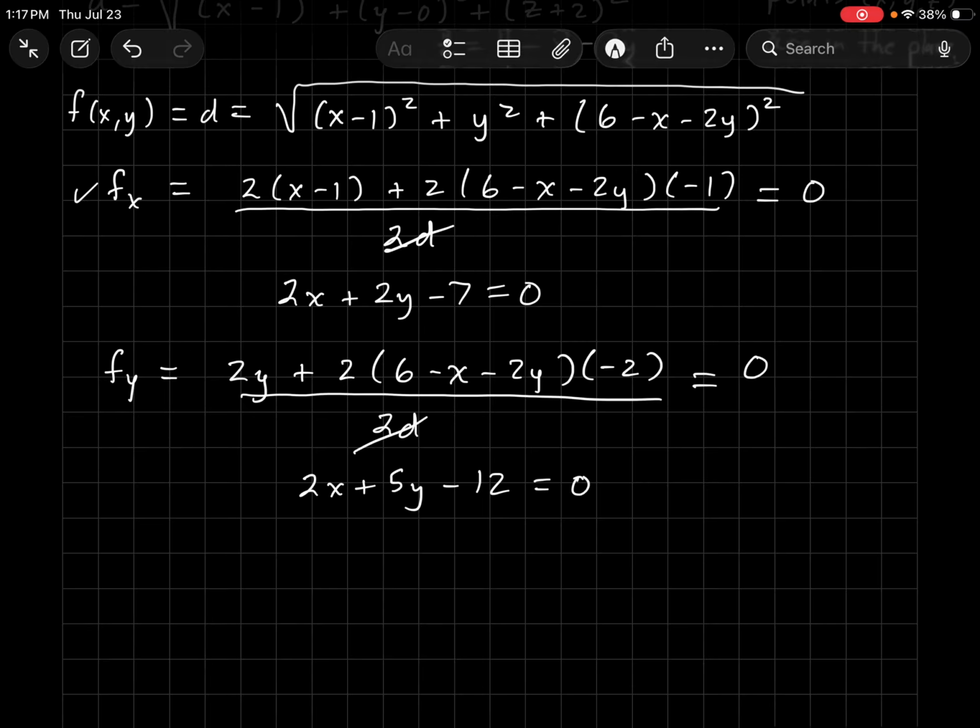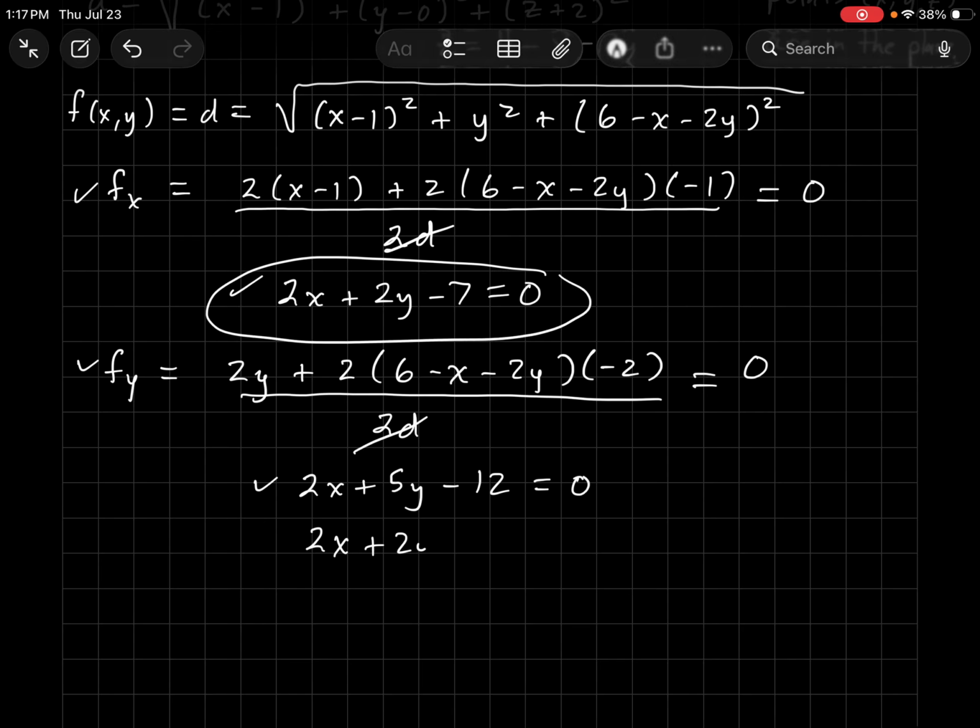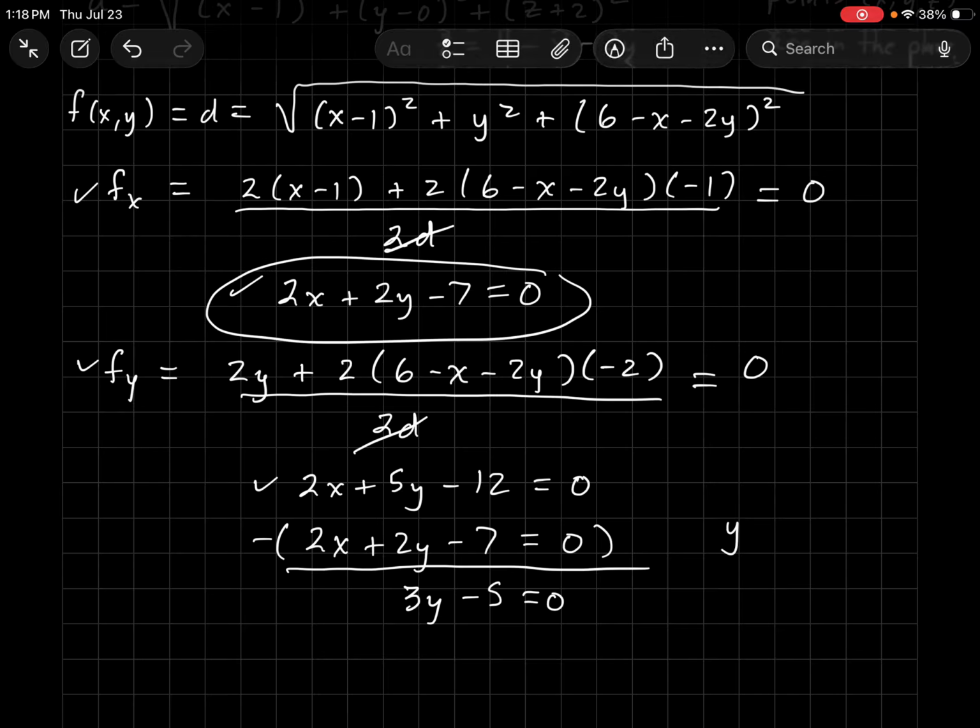So these two things must simultaneously equal 0, which means I can solve these two equations. That is the system. I'm going to rewrite this one and put it down here. So we get 2x + 2y - 7 = 0. Subtracting the bottom from the top, we end up with 3y - 5 = 0, or y = 5/3. I'm not going to bore you again with the algebra, but if I plug y = 5/3 into one of these equations, I'm going to end up with x = 11/6.